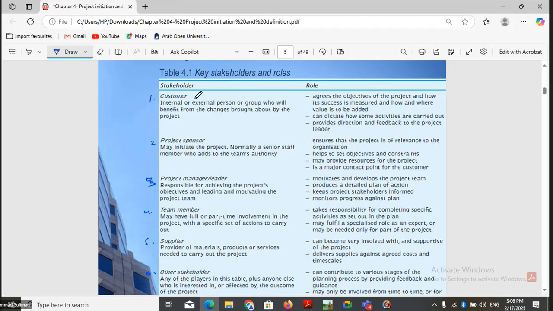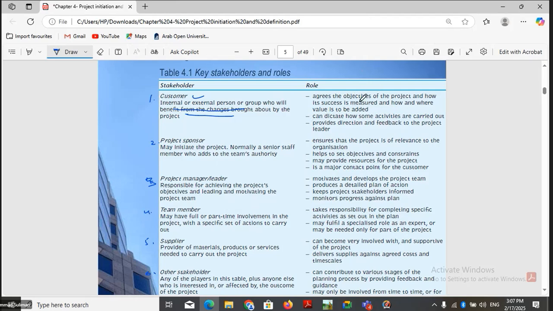For example, customer. A customer can be an internal or external person or group who will benefit from the project, right? Internal to the organization that is developing the project. For example, we are working in the university and we are developing the project for the university, for the students, for the lecturers, for the staff, for the administration. So they are internal persons, an internal group. Or a customer can be an external group. For example, you are developing a project for some supermarket or some coffee shop or some company. So they are external persons, right? So a customer can be an internal group or an external group, and they get benefit from the project.